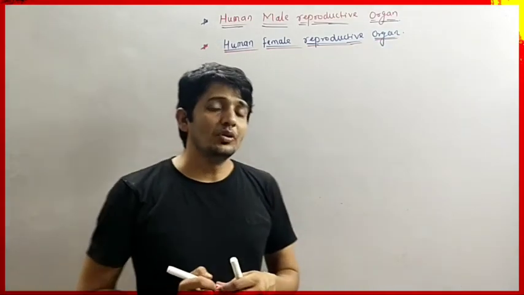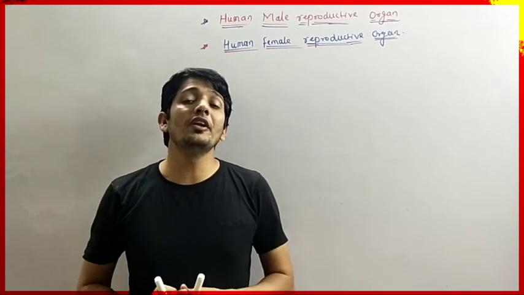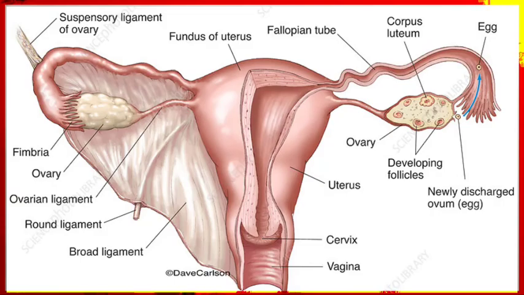Okay, so the human female reproductive organ is as important as the male reproductive organ, because the female reproductive organ releases the egg cell, which is responsible for the formation of the zygote when it gets fused with the sperm cell. As you can see in the diagram, the human female reproductive organ consists of a pair of ovaries, a pair of oviducts, a single uterus and the vaginal cavity.